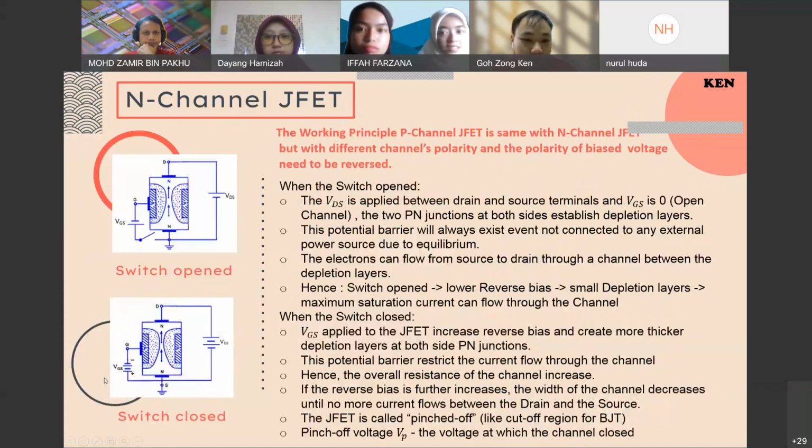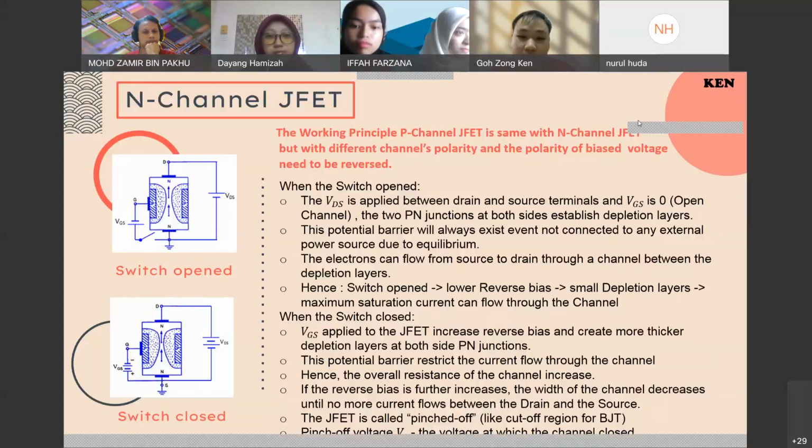slide. As I mentioned just now, from both diagrams, we can see that the depletion region is thicker at the drain terminal compared with the source terminal. The working principle for the P-channel JFET is the same as N-channel JFET, but with different channel polarities, and the polarities of the bias voltage need to be reversed. So here I'm taking the N-channel JFET as our reference for explaining the JFET working principle.